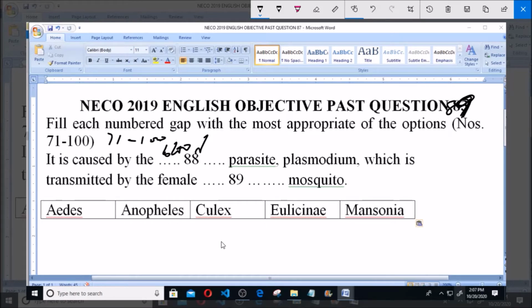And of course we have two types of mosquito. We have the male type and we have the female type. So we are talking of female mosquito, and in the medical perception the name for the female mosquito, even in biology, is anopheles. So we don't need to bother ourselves.